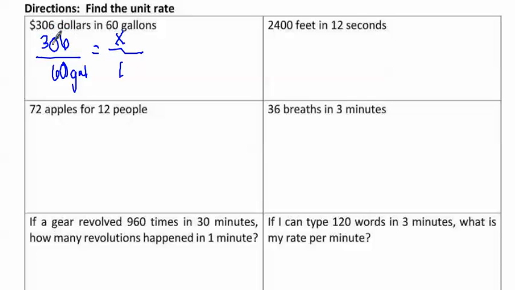Cross multiply. 306 times 1 is 306. 60 times x is 60x. You have a one-step equation. You want to divide each side by 60 because that is the inverse operation of multiplication. So x will equal $5.10 for 1 gallon.